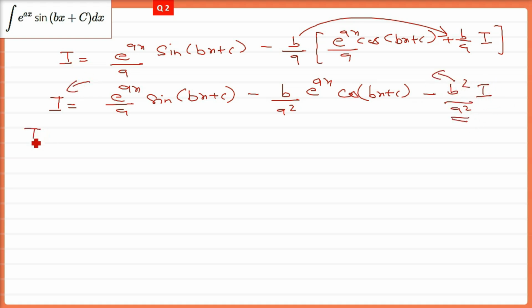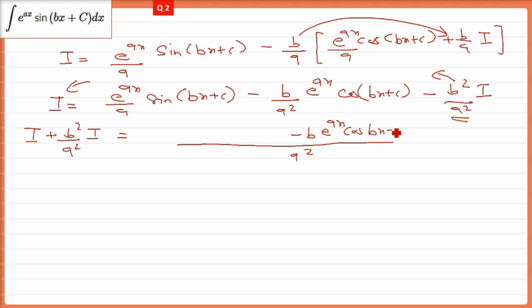So it will be I plus b square by a square into I is equal to, now you can take something common from here, and you also have to do the LCM thing. So we'll make it as one term. For that we'll take a square as the denominator, that is the LCM. So the right hand side a square is already there. So the numerator will only come b into e raised ax into cos bx plus c. Now the first term, because it is a in the denominator, a has to be multiplied in the numerator. So e raised ax sine bx plus c will come.